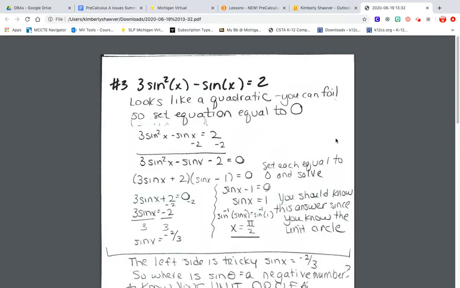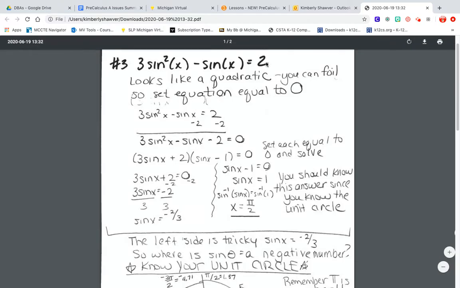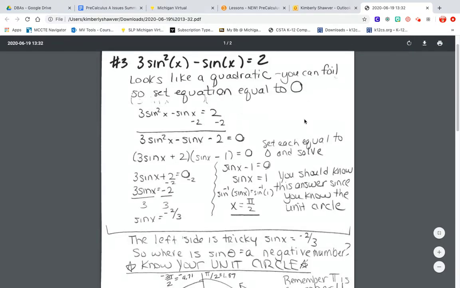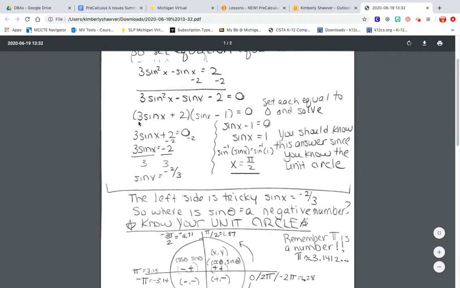You have a lot of algebra background, so you can see that this looks like a quadratic. So we can go ahead and FOIL it. In order to do that, we have to subtract 2 from both sides, set it equal to 0. Now, this is what we get when we FOIL, and we'll have to set each one equal to 0 and solve it. So the one on the right is the easy one, where sine of x equals 1.